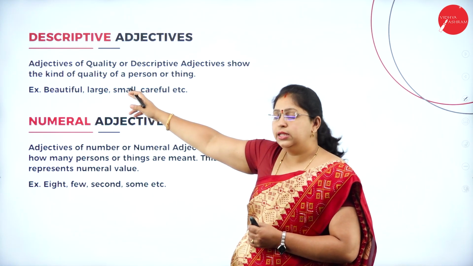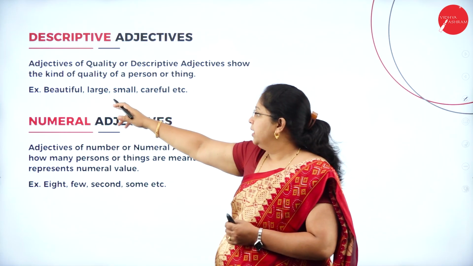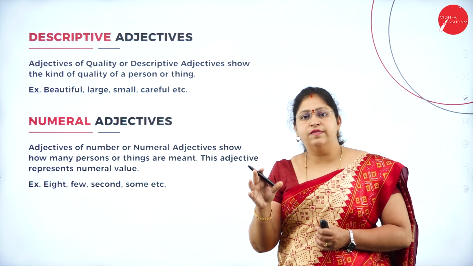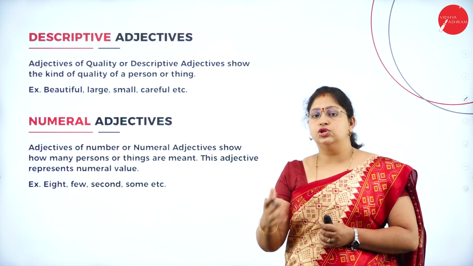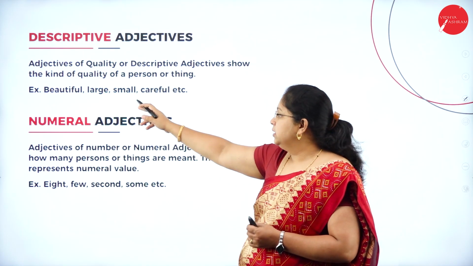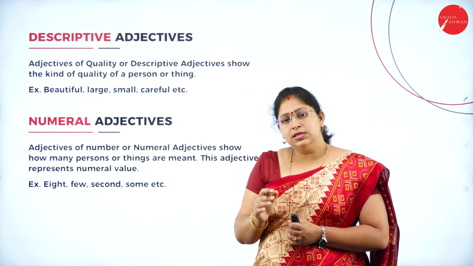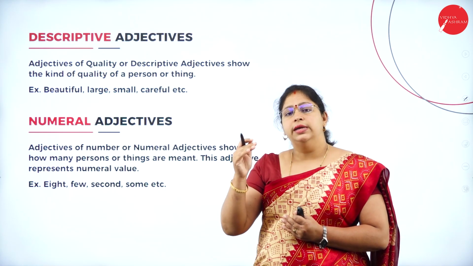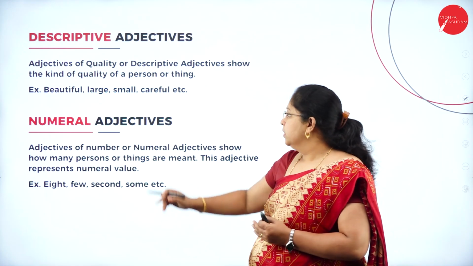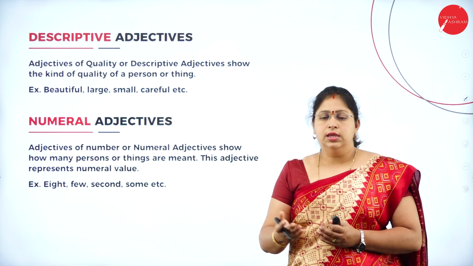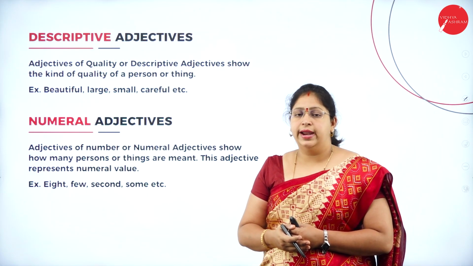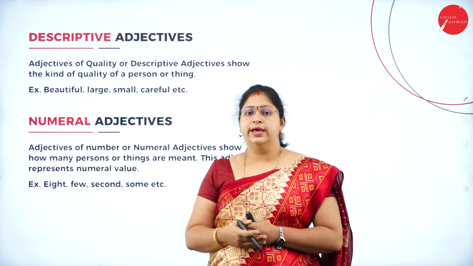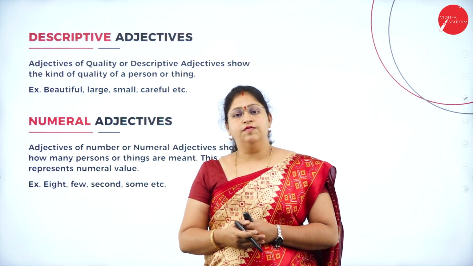So it tells the quality of the girl. Then large. The large vehicle. How is the vehicle? Vehicle is a noun. How is the vehicle? It is large. It shows the quality. Then small. Okay. He is a small boy. Here it is telling about the boy. Then careful. Okay. So all these are the descriptive adjectives, or it is also called the adjective of quality.